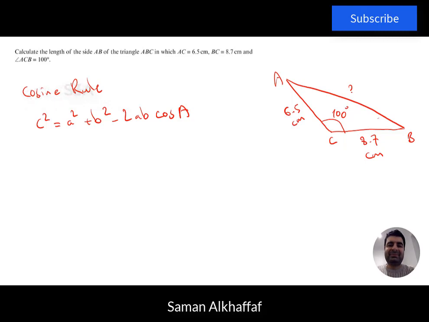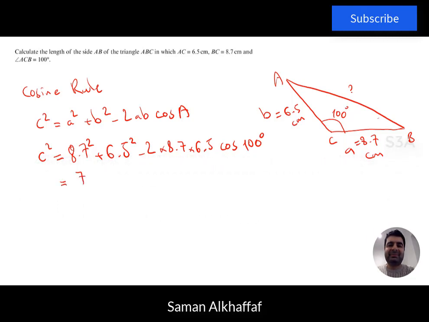So now we can assign the values in this scenario. We have c squared, and we assign the 6.5 to be the b, and the 8.7 to be the a. So we have 8.7 squared plus 6.5 squared minus 2 multiplied by 8.7 multiplied by 6.5 and cosine of 100 degrees. That will help us in simplifying the expression and finding the square root.